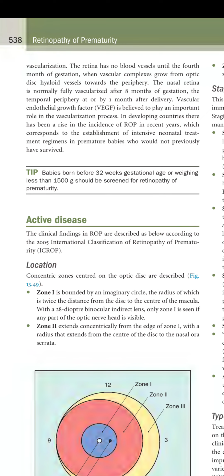Vascular endothelial growth factor, VEGF, is believed to play an important role in the vascularization process. In developing countries, there has been a rise in the incidence of ROP in recent years, which corresponds to the establishment of intensive neonatal treatment regimes in premature babies who would not previously have survived. Tip: babies born before 32 weeks of gestational age or weighing less than 1500 grams should be screened for retinopathy of prematurity.